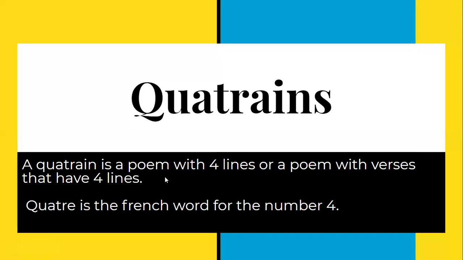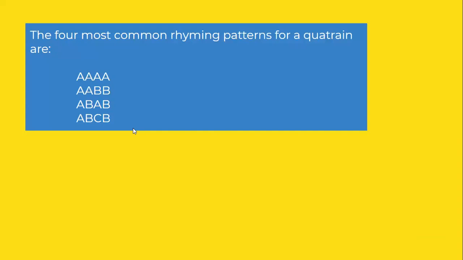Okay, so quatrains is a rather strange looking word. A quatrain is a poem with 4 lines, or a poem with verses that have 4 lines. So they might be longer poems, but each group of 4 lines forms a verse. Quatre, and I'm no expert at speaking French, but it is the French word for the number 4. The 4 most common rhyming patterns for a quatrain are A, A, A, A, A, B, B, A, A, B, A, B, and A, B, C, B.